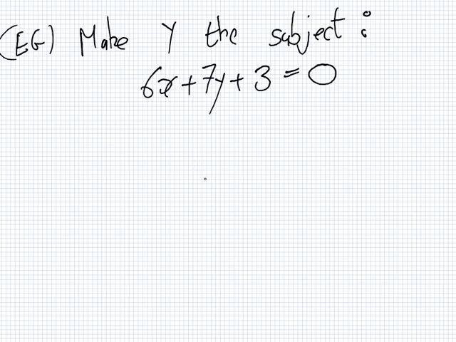So, what did you do first, Dildar? Remove 7y to the other side. So you have minus 7y equals 6x plus 3. And then next? Over minus 7. Yeah.